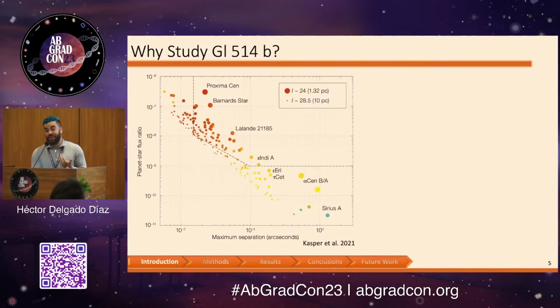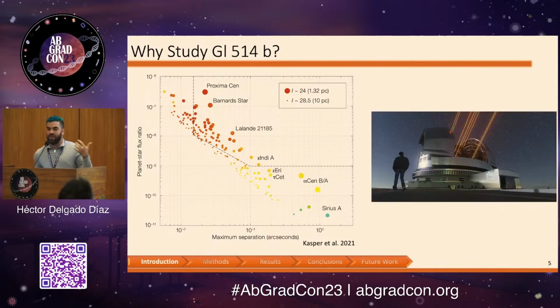With that in mind, the next generation telescopes, such as the Extremely Large Telescope, should be able to observe GL514b. This graph shows the maximum angular separation that the planet needs in order to be observed, and the planet-to-star flux ratio, meaning that the bigger the planet-to-star flux ratio, the better we can observe it. The dashed line represents the boundary for the planets that could be observed with the ELT, the Extremely Large Telescope. We expect that GL514b will fall within that boundary, so we plan to use the ELT to observe this planet.